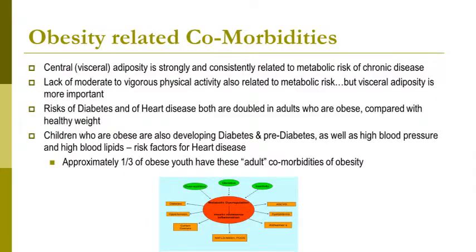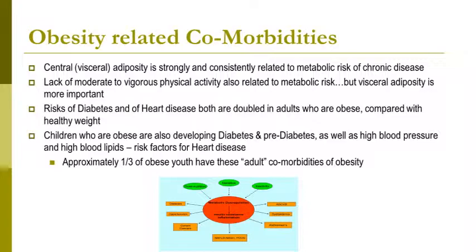So these obesity-related diseases are sometimes called co-morbidities, and this visceral adiposity is very strongly associated with them. Lack of physical activity certainly contributes, but it seems as though this visceral fat seems to trump physical activity in terms of causality. Risks of diabetes and heart disease are doubled or greater in those that are overweight. And we know that children who are obese or overweight are also at risk for developing these diseases.